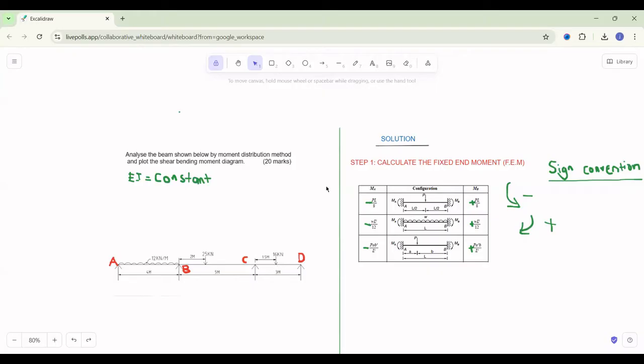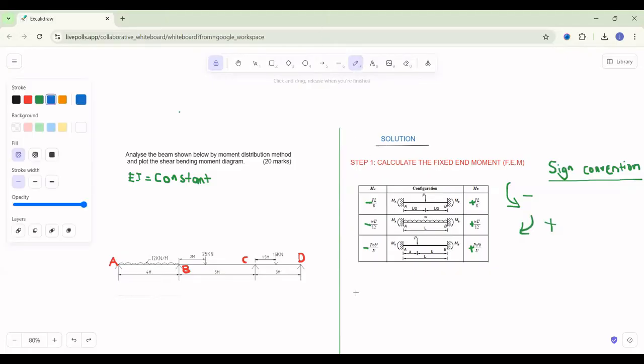So the first step is to calculate the fixed end moment. The sign convention that I've adopted is clockwise moments are positive, and anti-clockwise moments are negative. So these are the formulas for calculating the fixed end moment based on different beam configurations. For instance, for span AB, we have a UDL of 12 kilonewton per meter, so we'll use this formula. Let's try it right away.